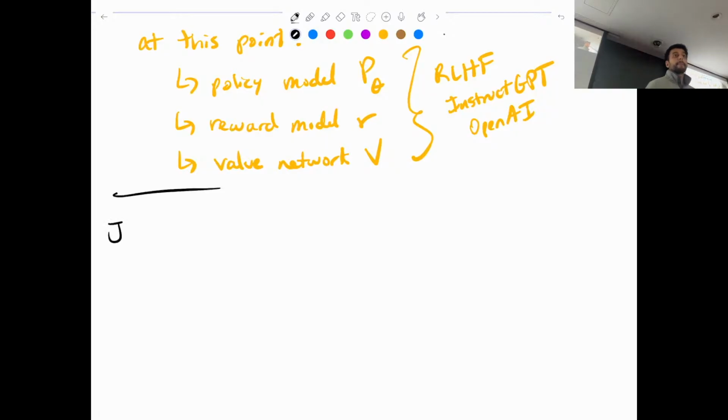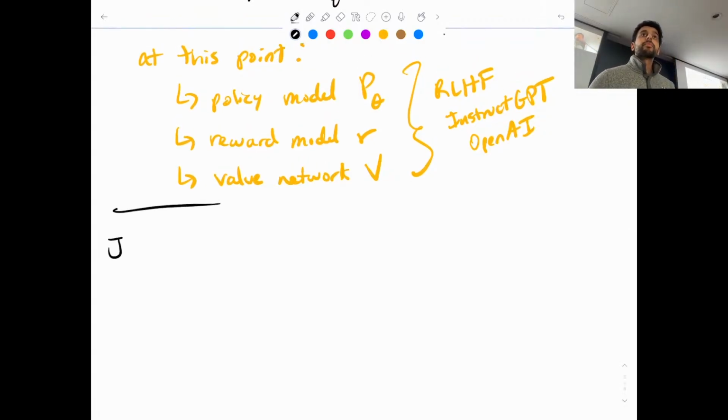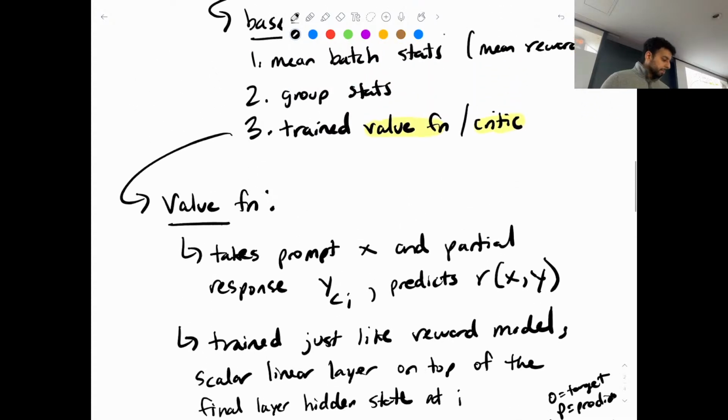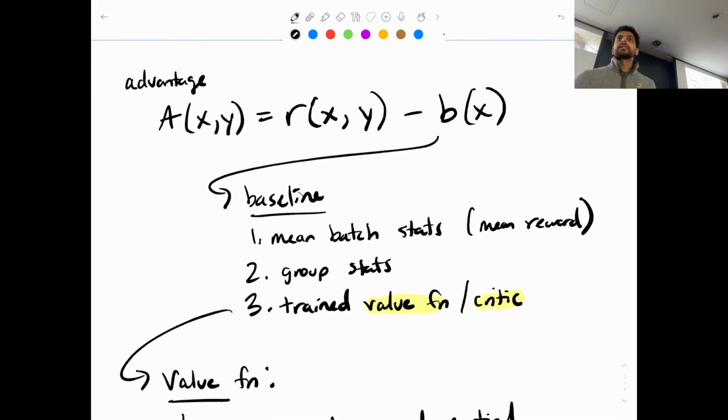Professor, can you explain why it is a partial response there? Usually the reward is computed at the end of the sequence. Right, the reward is computed at the end of the sequence. And remember, your baseline is trying to give you a sense of how good the model is on average at this particular prompt, so that you have a better idea of whether your current sample is better or worse than the usual behavior of the model. So if you have a trained value function, the idea is that it can give you a better estimate of the baseline performance of that model.